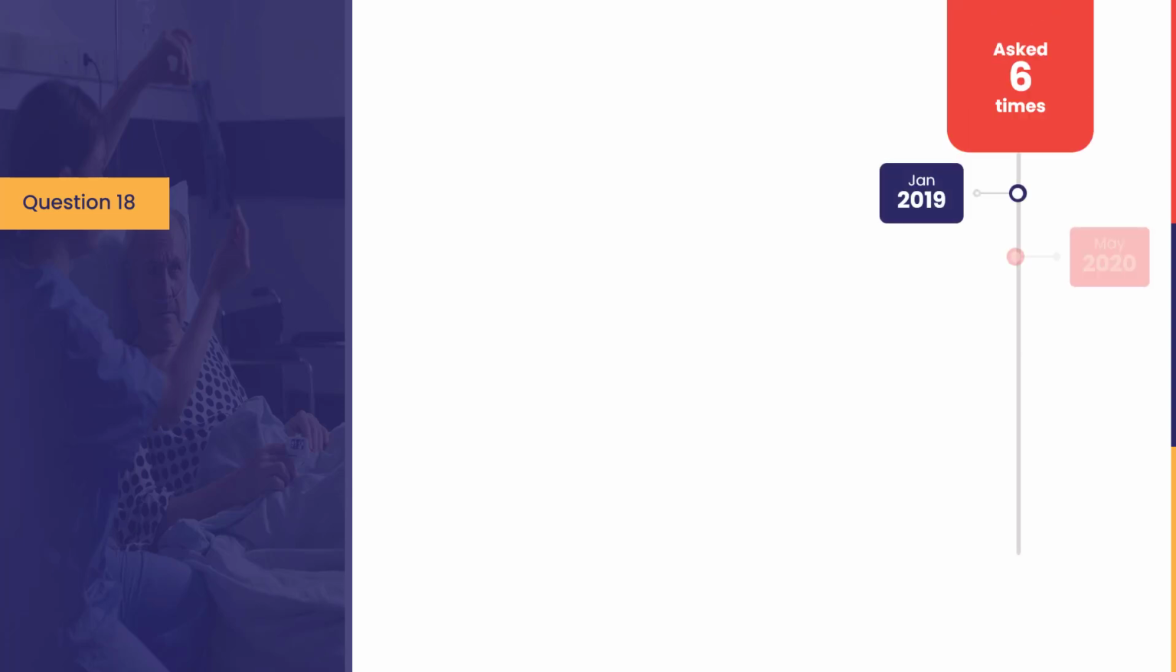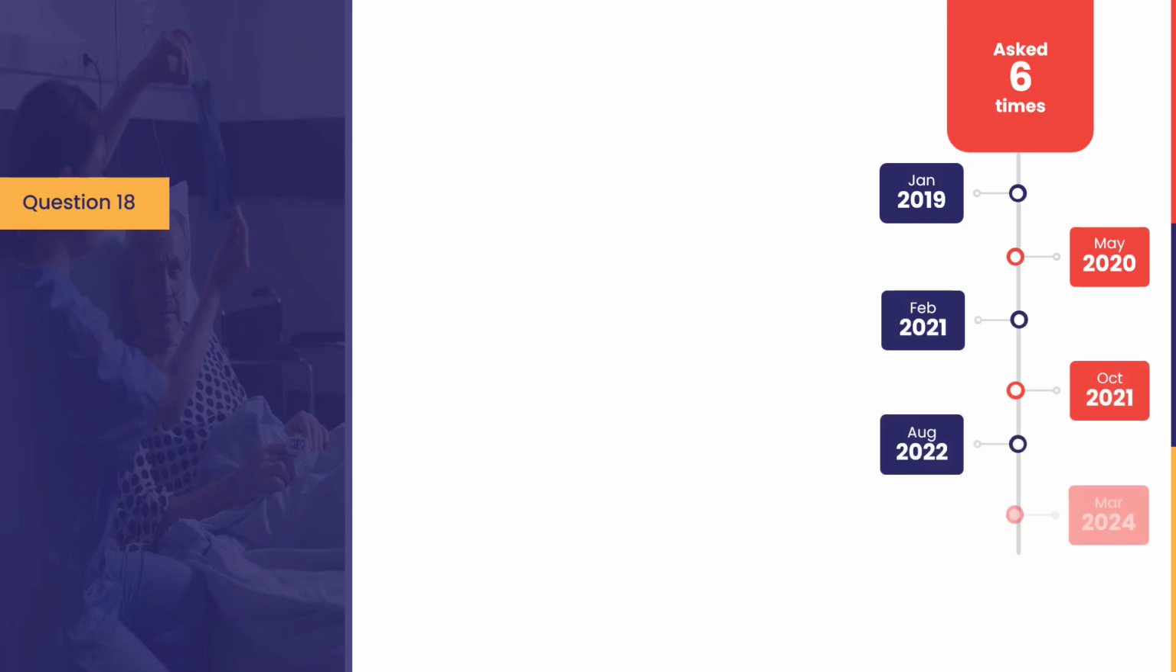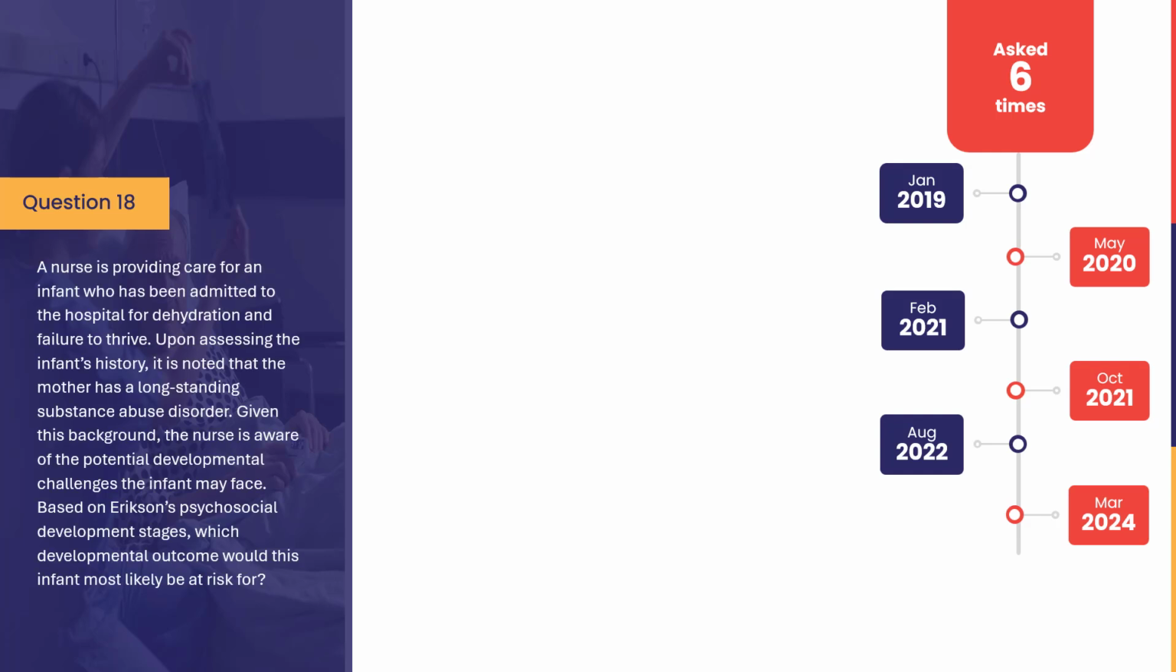Let's move on to the next question. This Erickson's psychosocial development question has been asked 6 times in the last 5 years, making it essential for exam preparation. A nurse is providing care for an infant who has been admitted to the hospital for dehydration and failure to thrive. Upon assessing the infant's history, it is noted that the mother has a long-standing substance abuse disorder.